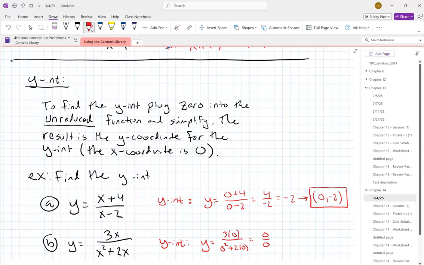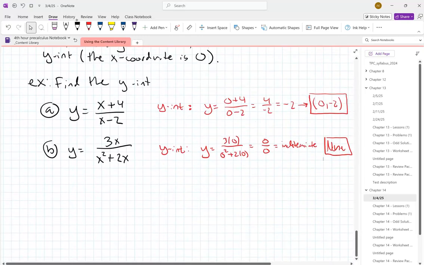and that gives me the y-coordinate for 0, comma, whatever. So when I do this one, I get 0 over 0. Uh-oh, what does that mean? Yeah, it's something different than undefined. It's actually called indeterminate, but whatever. If you said undefined, that's close enough to me, which tells me there is no y-intercept. In this problem, there would actually be a hole there. That's the location of a hole in this graph, but whatever, right? Everybody feel okay?